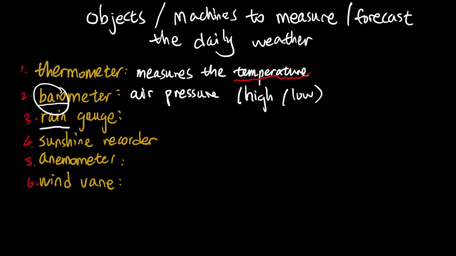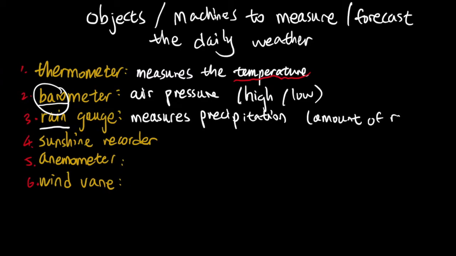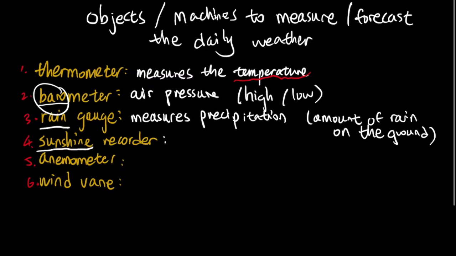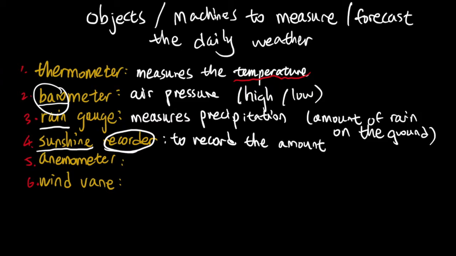Now, what is rain gauge? There's only one tool to measure rain, so that's quite easy to understand. It is for measuring the precipitation, like the rainfall, the amount of rain on the ground. Now, sunshine recorder, I would say the easiest thing to understand. Sunshine, and to record, as we say, recorder, to record the amount of, I would say, UV, or how strong the sun is. Just make it easy to understand like that.